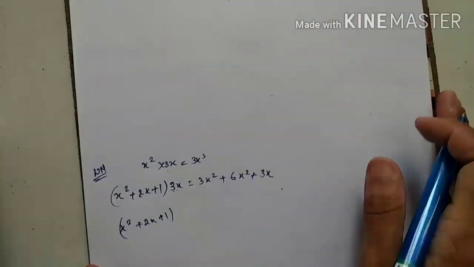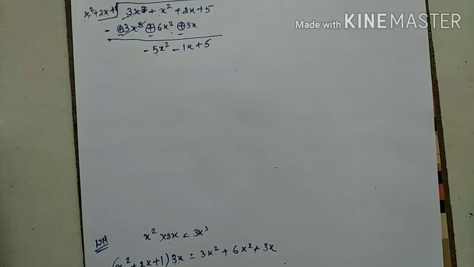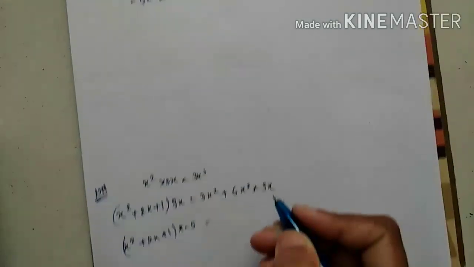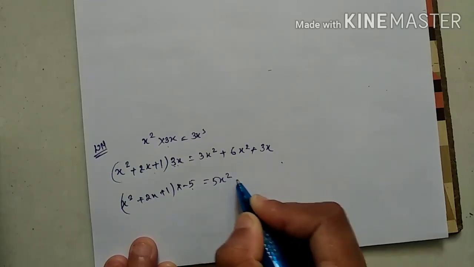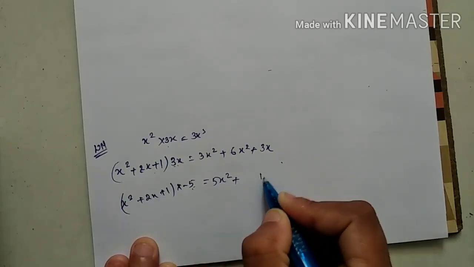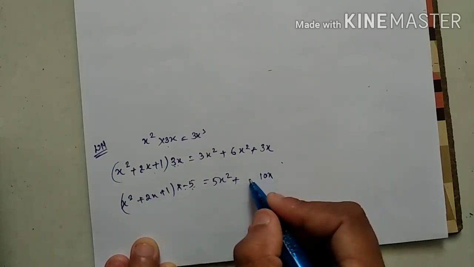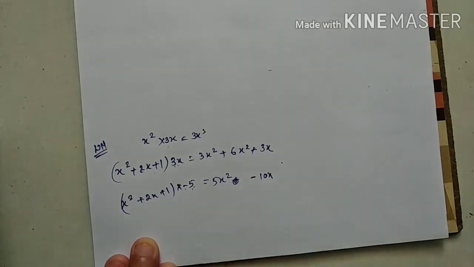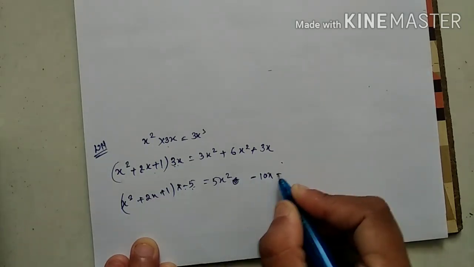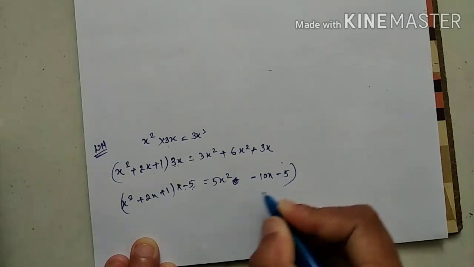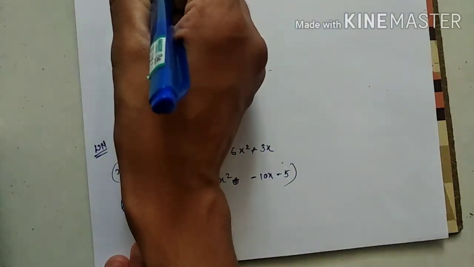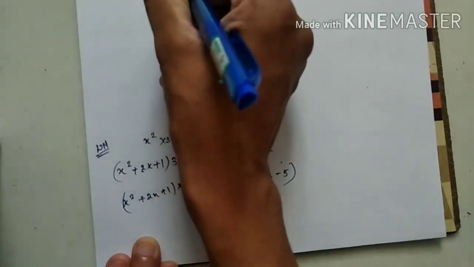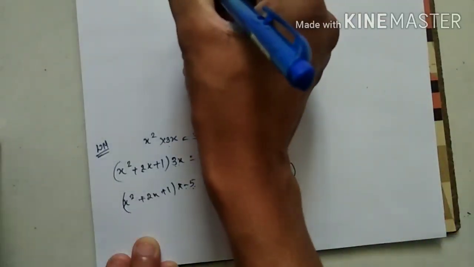First of all, just see the question. What do I require? Minus 5. So I will multiply with minus 5. What am I getting? Minus 5x square, plus 5 2s are 10x, with negative here, so negative 10x, and minus 5. Correct or not? I am getting this. This I have to write here. So minus 5x square minus 10x minus 5.